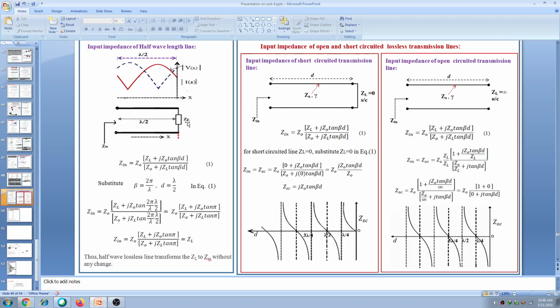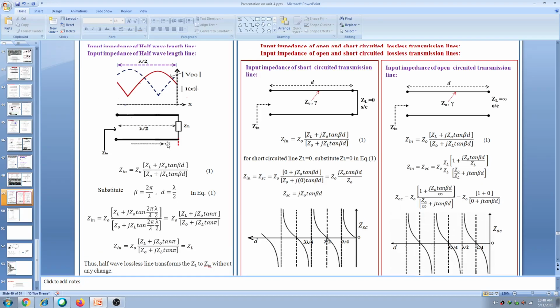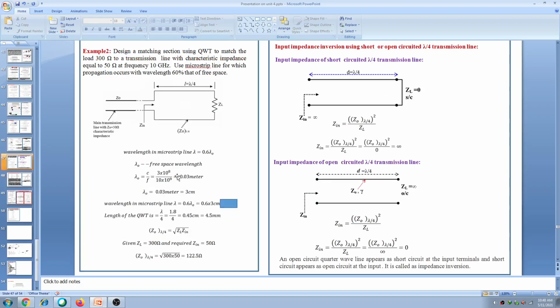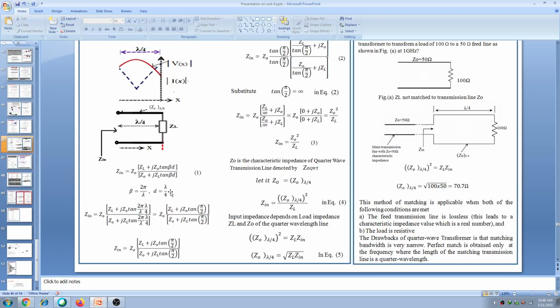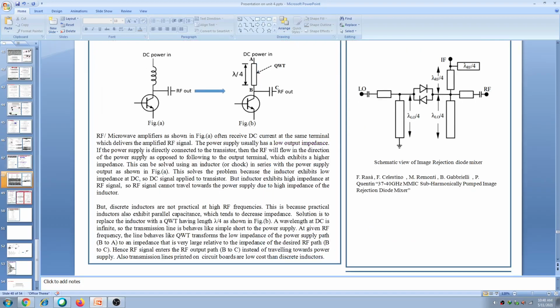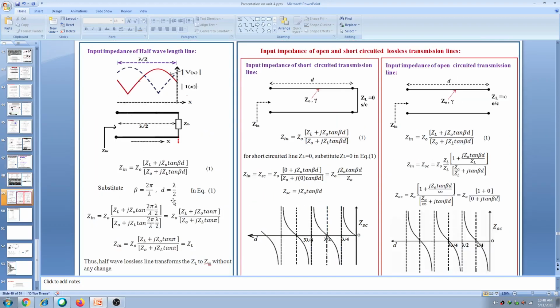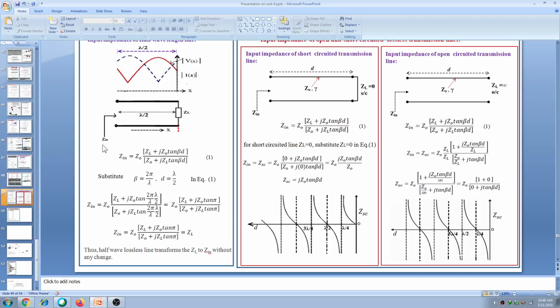Okay, so ZL. The general expression for input impedance is given by this equation. If D is equal to lambda by 2, a half wavelength, whereas in the previous case D was lambda by 4, then the input impedance is given by this equation. For lambda by 4, this is the input impedance. But if the length is lambda by 2, what is the input impedance?